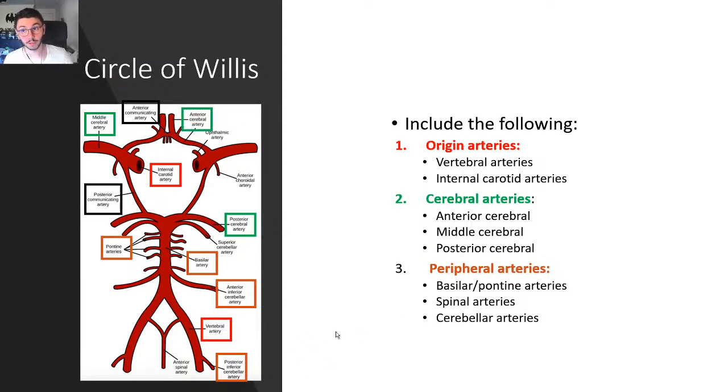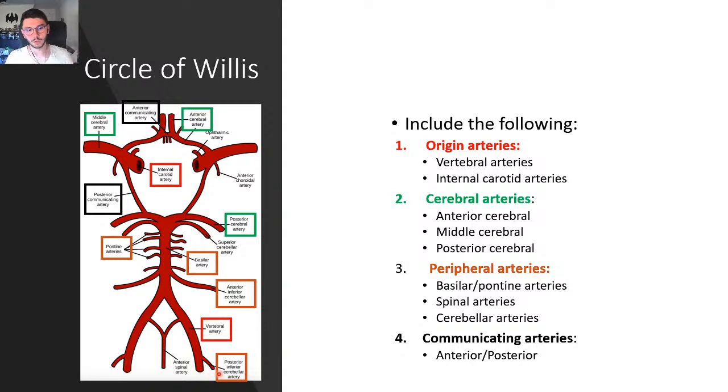And then we have to join it all together. We have these communicating arteries. So there's one in the front between the two. That's the anterior communicating artery. And we have some in the back, posterior, which join the middle arteries to the posterior cerebral arteries. So that's a simple way of drawing the circle of Willis.